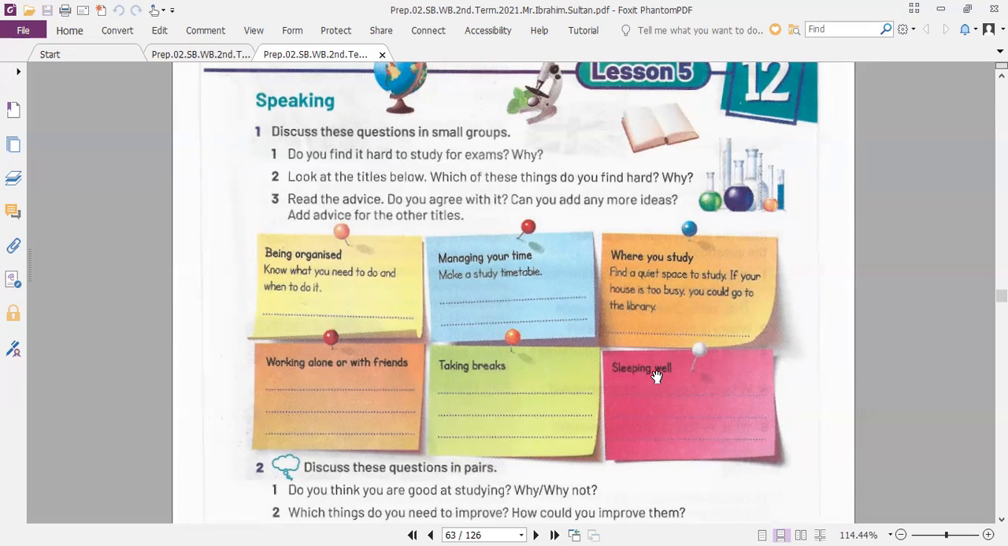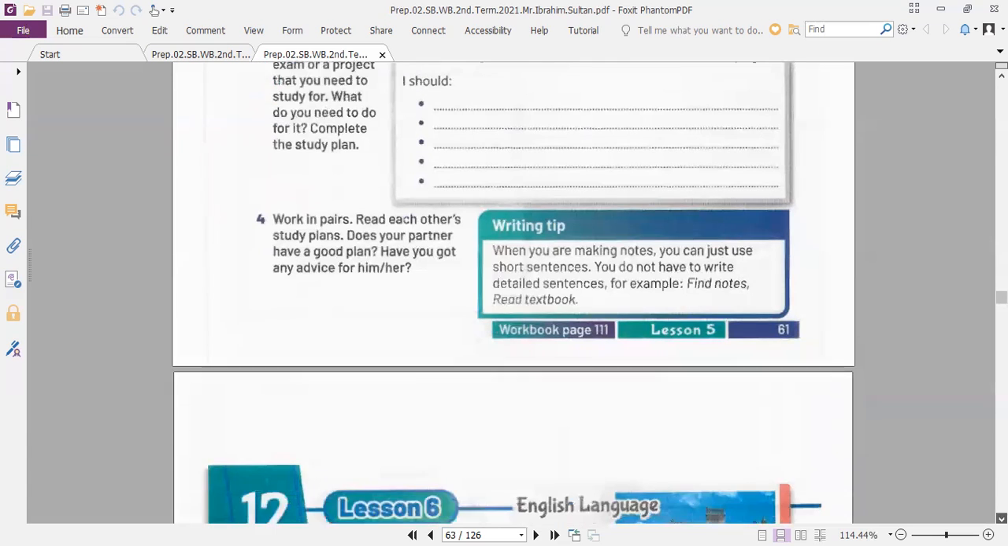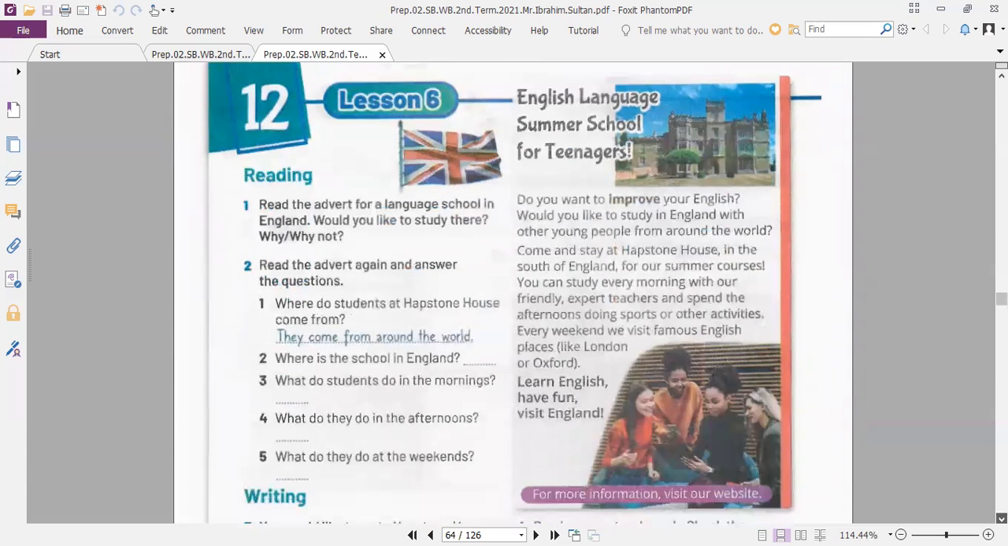Okay? And we have page 62. We have a text here. Yes. English language summer school for teenagers. And of course, you know what I mean by teenagers. Teenagers, we are talking about the people who are between 13 and 19, like you. Do you want to improve your English language? What I mean by improve? Improve means to upgrade, to get better. Okay? Do you want to improve your English?